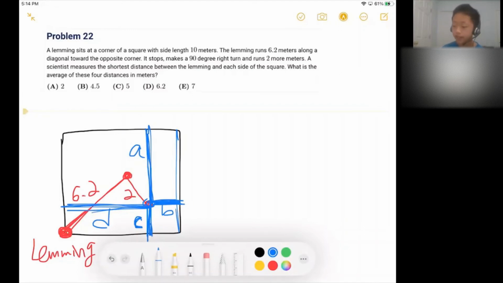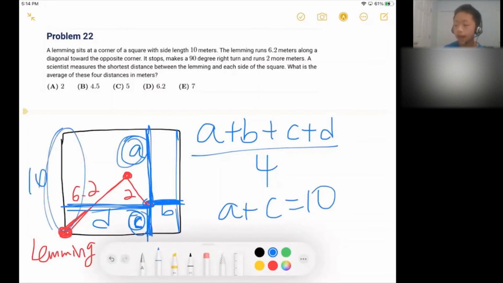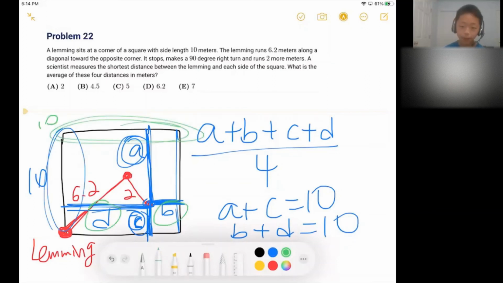The average of these 4 distances will just be A plus B plus C plus D divided by 4. That's the definition of average. But we notice that A plus C just equals the side length of the square, which is 10, as given in the problem. Similarly, B plus D also equals 10. I don't care what B and D are individually. All I know is that the sum of them is 10, and that's all we need. So A plus C is 10, B plus D is 10. I don't know what A, B, C, D are individually, but that's enough to solve the problem.